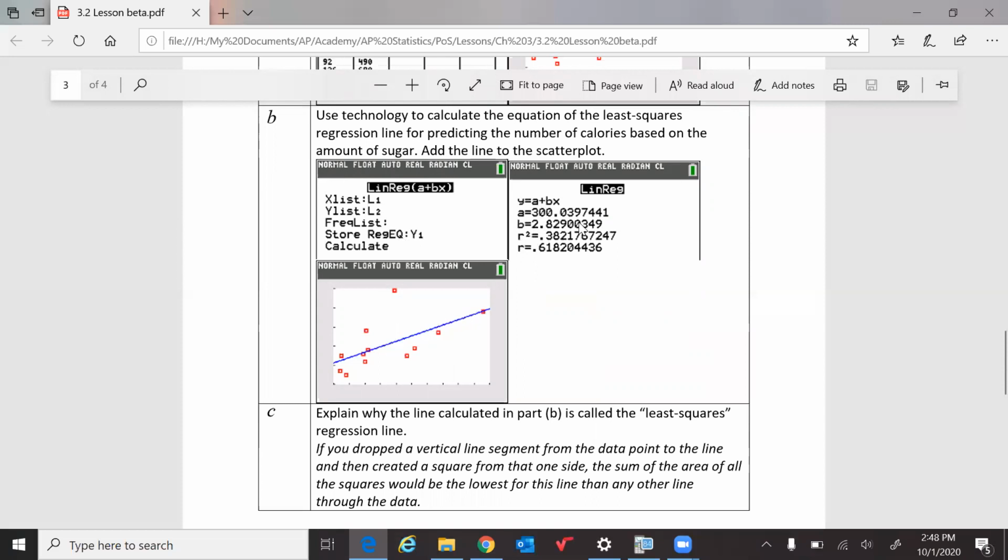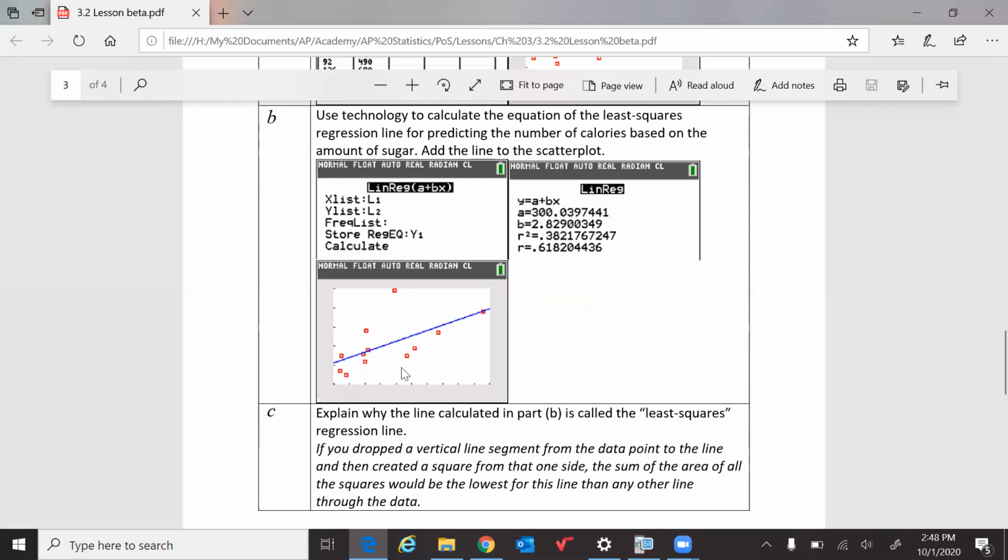Here are the equations. Or here's the line of best fit. Ready? 300 is the intercept, which means what? If something had 0 grams of sugar, you would expect it to have 300 calories, but that's extrapolation.